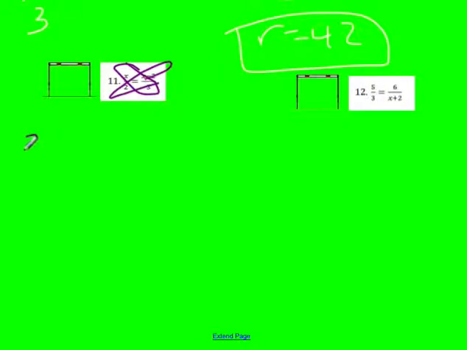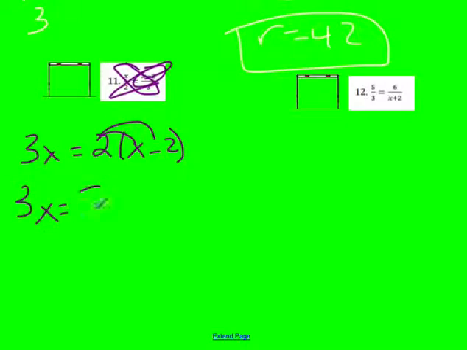So you're going to take 3 times x, which is 3x, and then you have a 2 on the outside, and you're going to multiply it by that x minus 2. Notice when I put that x minus 2 in, I put it in parentheses because I need to actually distribute that 2. So I get 3x is equal to 2 times x, which is 2x, and 2 times negative 2, which is negative 4. And now I need to get my x's on the same side.